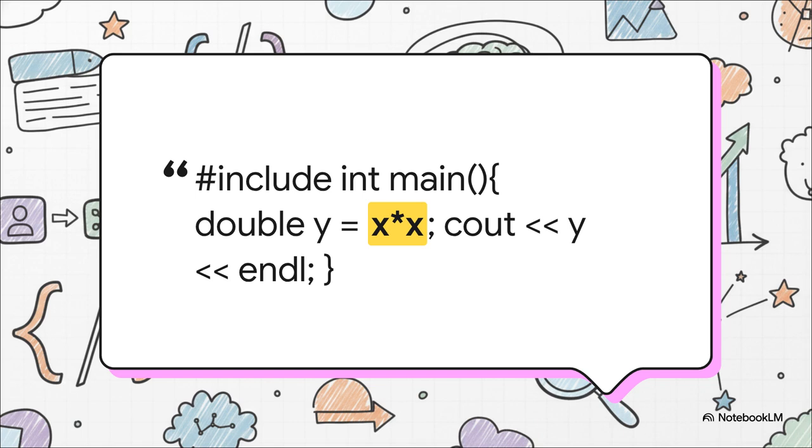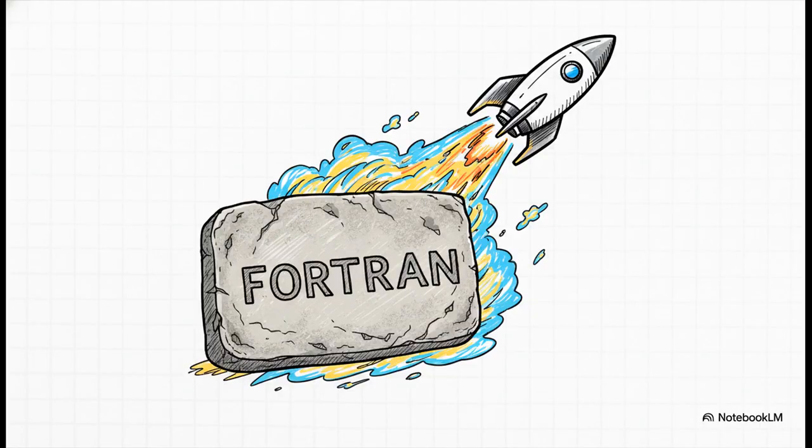I mean, just squaring a number looks a lot more formal, doesn't it? You have to declare variable types, you've got this rigid syntax, but it's precisely that structure that unlocks its incredible speed. And now let's talk about a true living legend, Fortran.